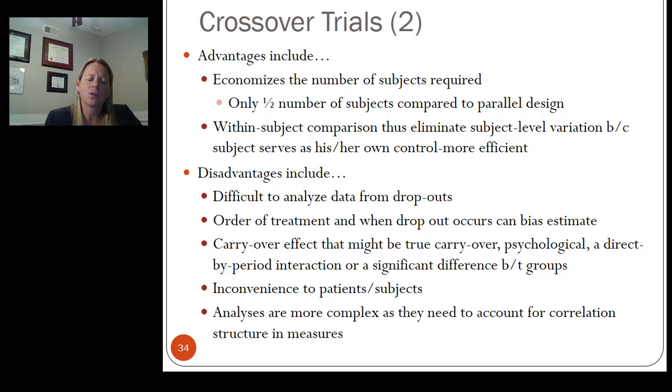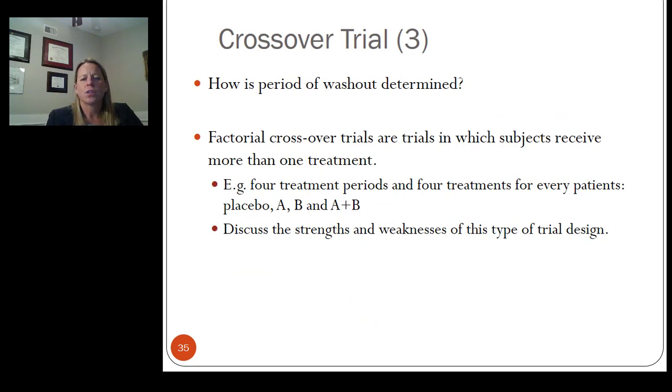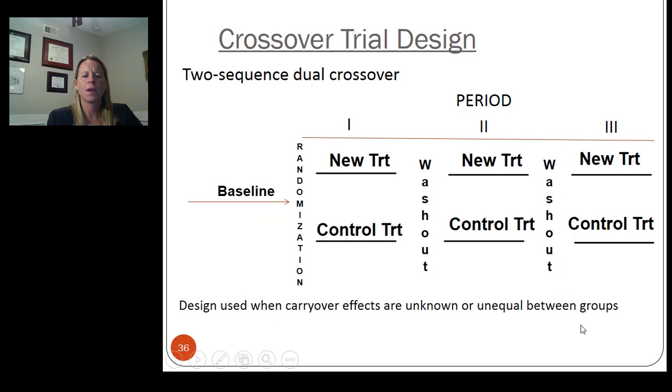These are designs that are typically used in phase 2. It's very challenging at times to determine the period of the washout for a crossover trial, because of sometimes the lack of true understanding of the overall exposure period for the first drug that's received. And you can also have factorial crossover trials in which subjects receive more than one treatment, and we are also interested in studying multiple treatments in the same design. Those are more complicated. This illustrates an example of a two-sequence dual crossover trial where subjects are switched not just once but twice.